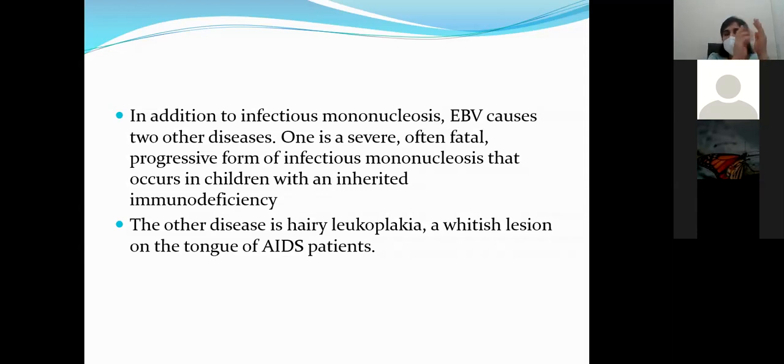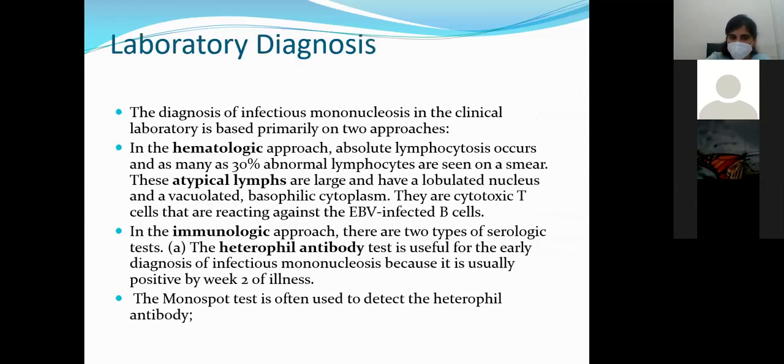As I told you, Epstein-Barr virus is responsible for causing infectious mononucleosis. It is present in association with the B-cell lymphomas and hairy leukoplakia, which is a viral lesion present on the tongue of the AIDS patient. So, in addition to infectious mononucleosis, Epstein-Barr virus causes two other diseases. One is a severe, often fatal, progressive form of infectious mononucleosis that occurs in children with inherited immunodeficiency.